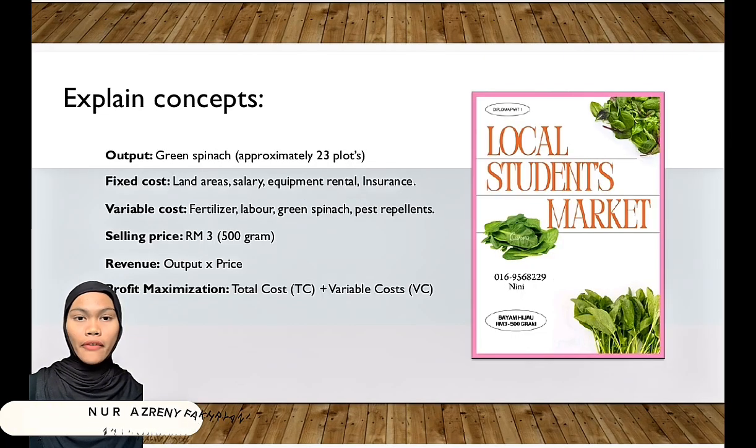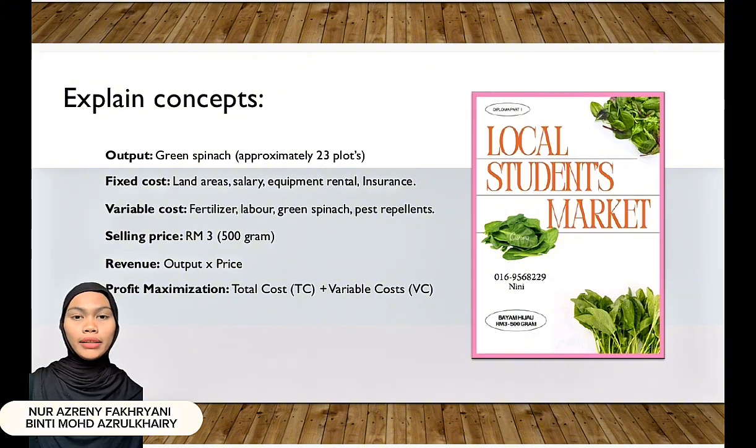Explanation of concepts. First, output. The output is the total amount of green spinach harvested from approximately 33 plots. 2. Fixed costs. Fixed costs are expenses that stay the same regardless of output. This includes land area, salary, equipment rental, and insurance. 3. Variable costs. Variable costs change based on production level. This includes fertilizer, labor, spinach seed, and pest repellents.